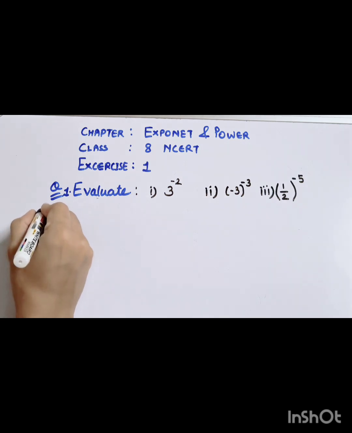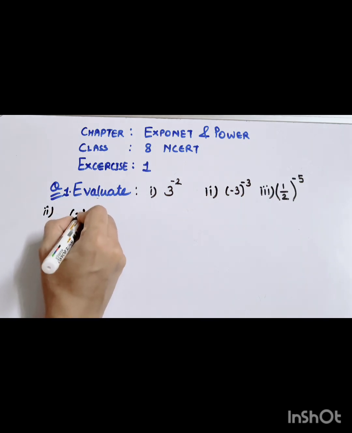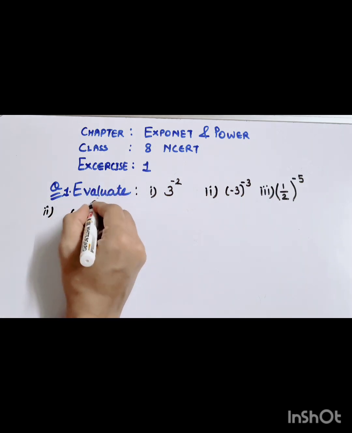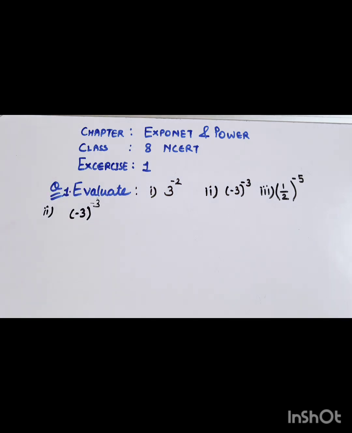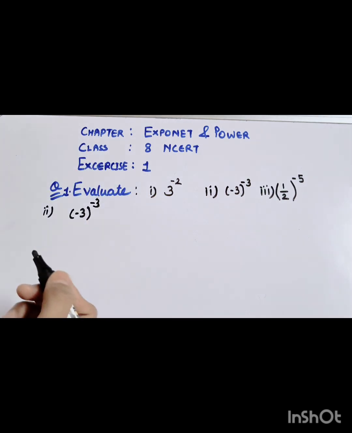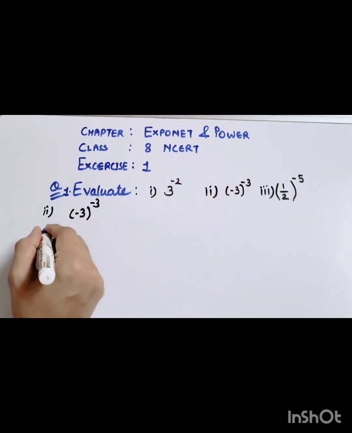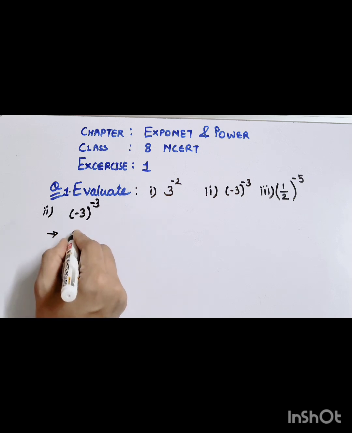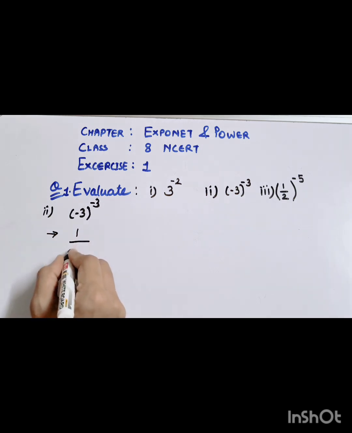Let's take the second one, that is minus 3 raised to the power minus 3. Okay, here we have a negative base and a negative power. So we have to convert this negative power into positive. So what will we do? We'll inverse the base, that is 1 divided by minus 3 raised to the power 3.